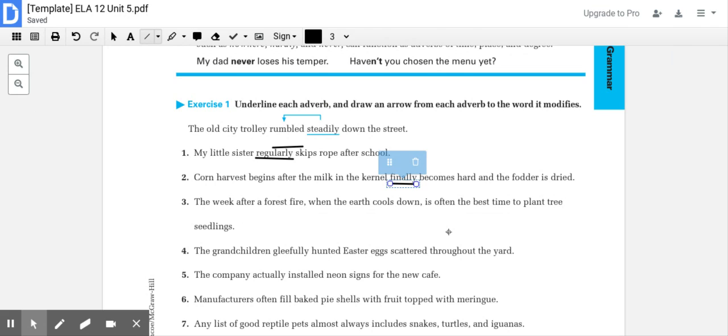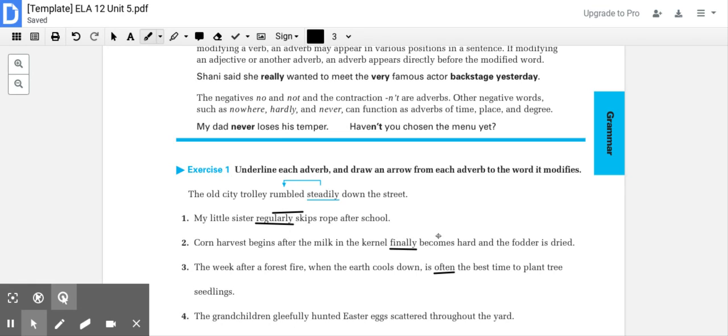Here, my adverb in number 3 does not end with ly. The week after the forest fire, when the earth cools down, is often the best time to plant tree seedlings. Remember that your adverb can tell how much or when. It is often. And often is describing is.